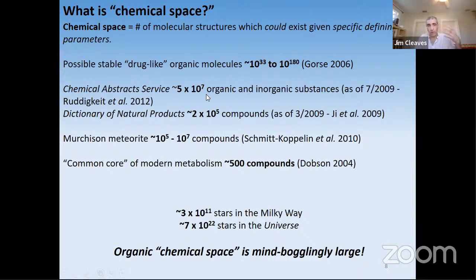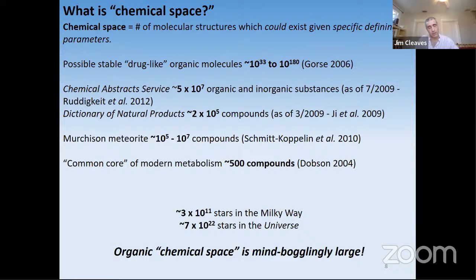Importantly, what our chemical knowledge has described so far, this is a little bit dated now, we're about a decade out of date, but the Chemical Abstract Service described in 2009 about 5 times 10 to the 7 discrete organic and inorganic compounds. On the order of a few 100,000 natural products are known to science, which is, again, very small compared to the number that's possible. And it's estimated that the Murchison meteorite, a sort of touchstone exemplar of pre-solar organic chemistry, contains maybe 10 to the 5 to 10 to the 7 unique compound types.